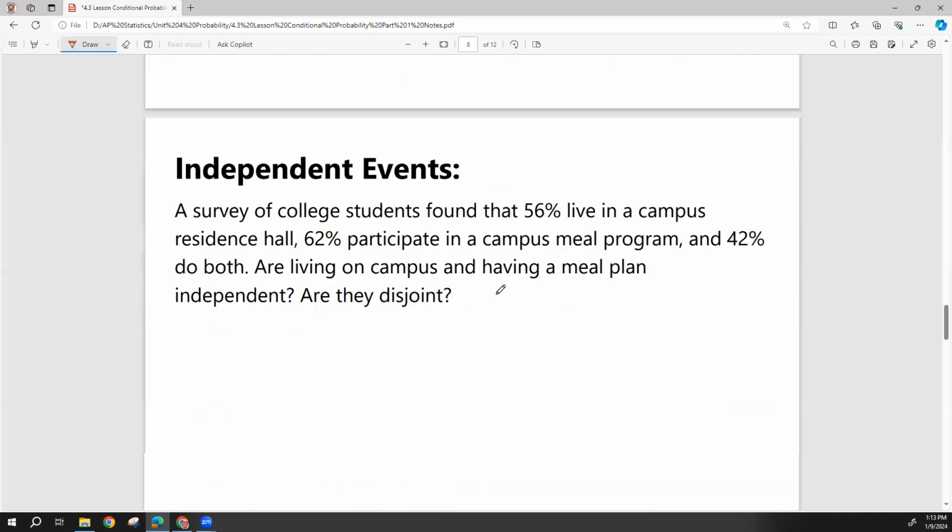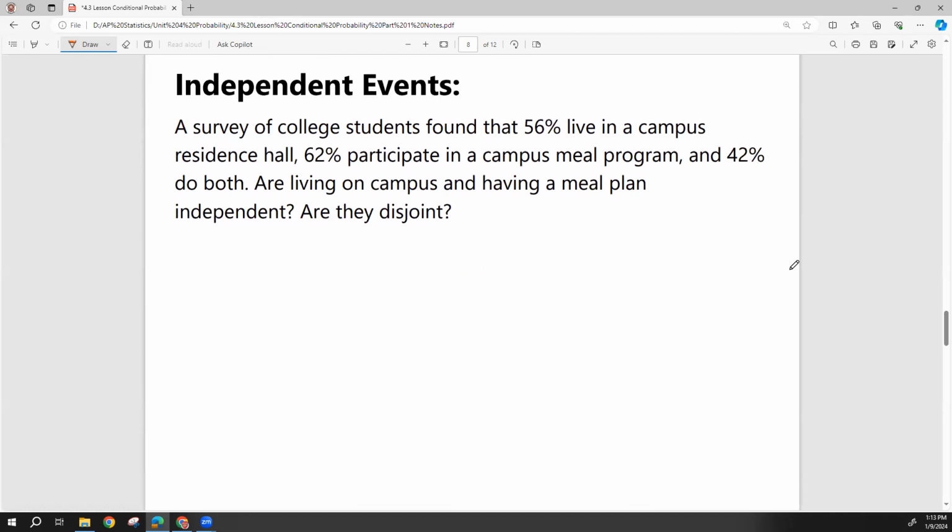So let's look at an example where we determine independence. We're back to our same problem here about living on campus and eating on campus. I'm going to address this first. Are they disjoint? Well, we did use this example in the last lesson, and there was an overlap of 42% who did both. And so therefore, they are not disjoint because they can happen at the same time.